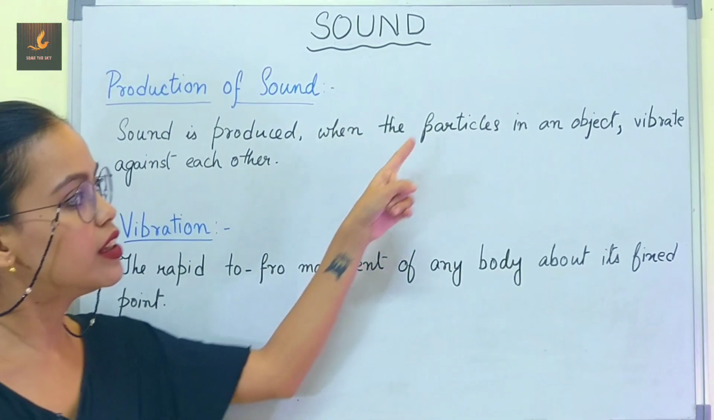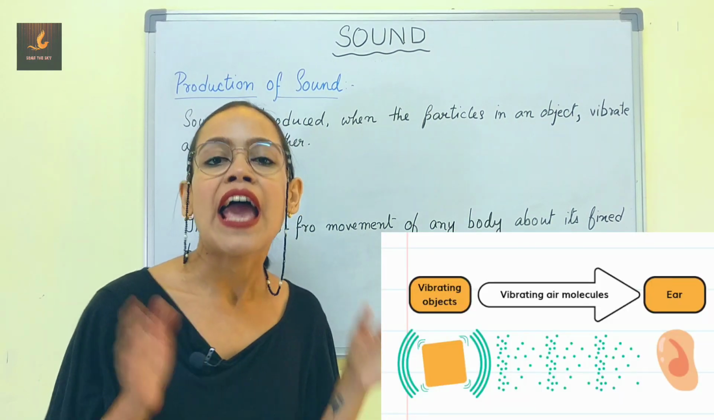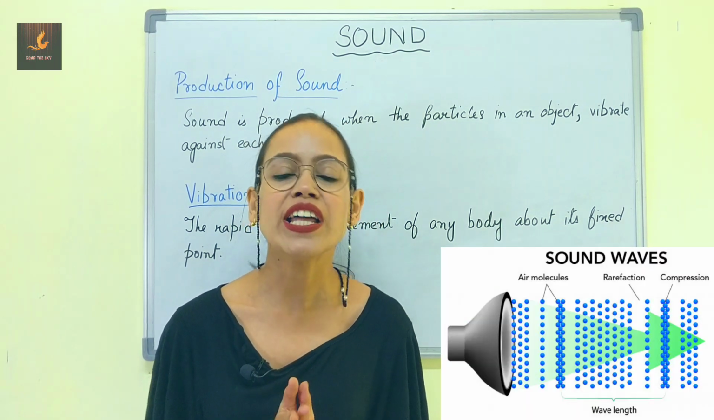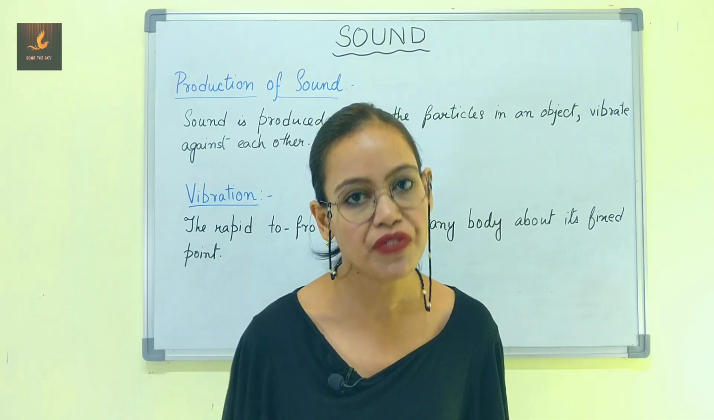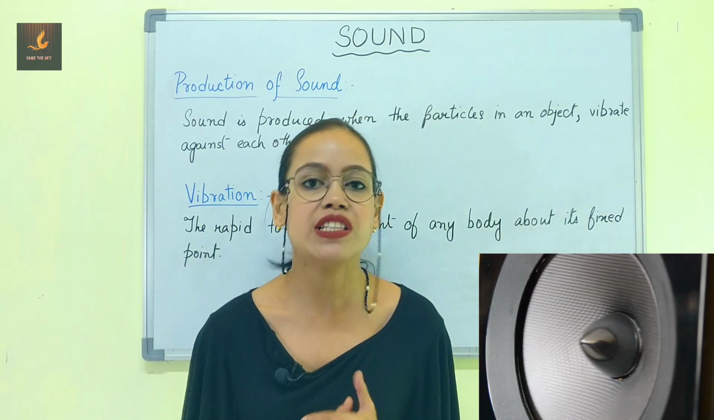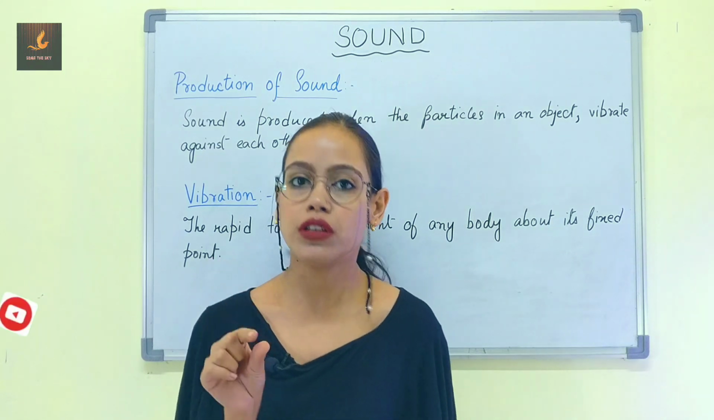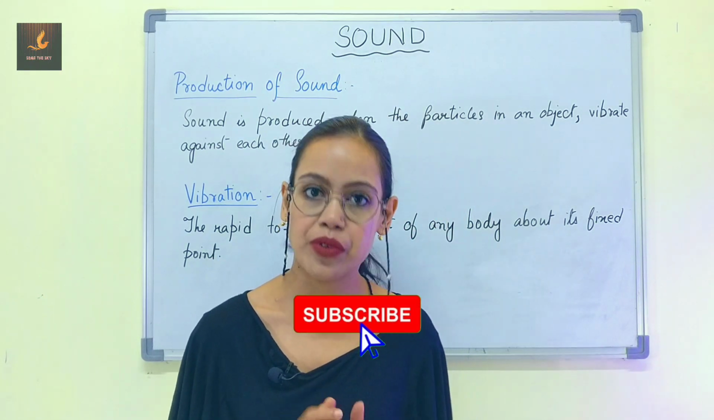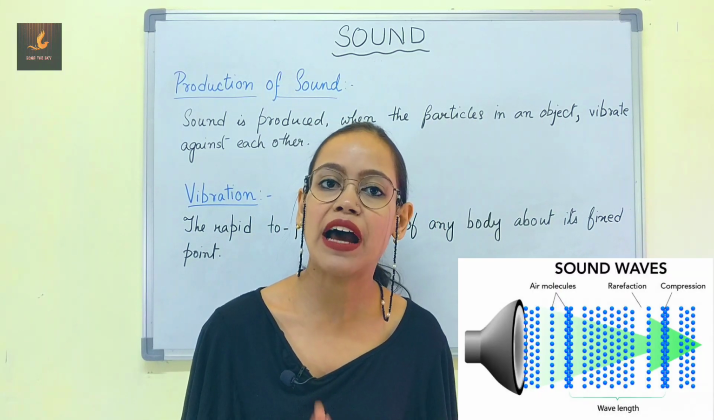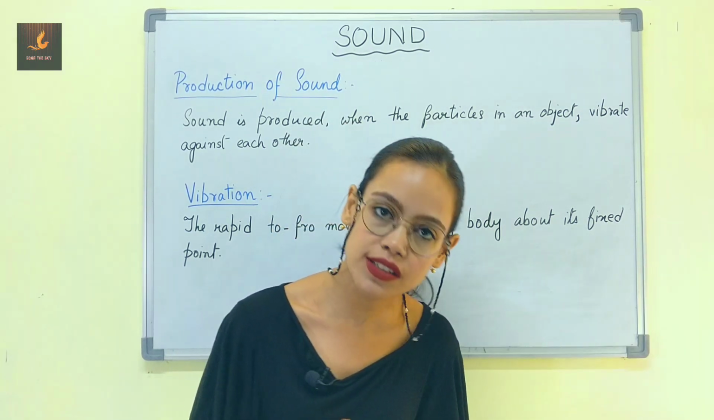Sound is produced when the particles in an object vibrate against each other. What is the meaning of this? Every object, as we know it, is made up of molecules or particles. When sound travels, it is a form of energy. First of all, let's be very clear, sound is nothing but a form of energy. So, when sound energy passes through any object, the particles or the molecules inside the object start vibrating against each other. And due to that, the sound energy travels inside them and creates sound again. That energy travels inside them and due to the vibration, the sound is created.